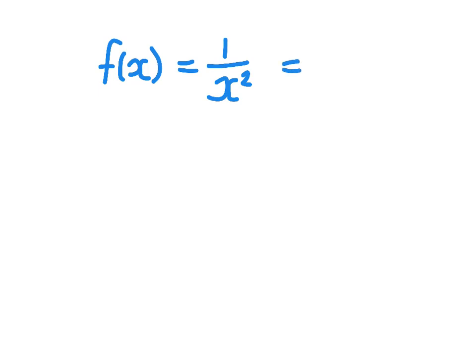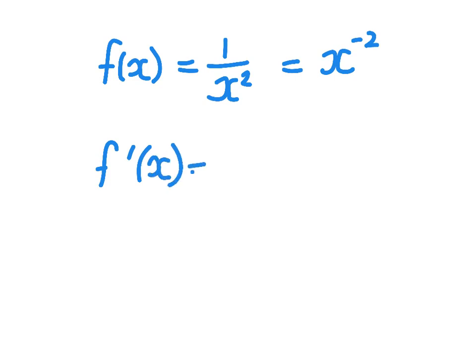Example number 2, I've got a function which is 1 over x squared. I can't differentiate that at the moment because x is in the denominator of a fraction. I need x to not be under a root of any kind, and I need it not to be in the denominator. So I'm going to use my indice rules to bring the x to the top. So 1 over x squared is the same as x to the negative 2. Now I can differentiate.